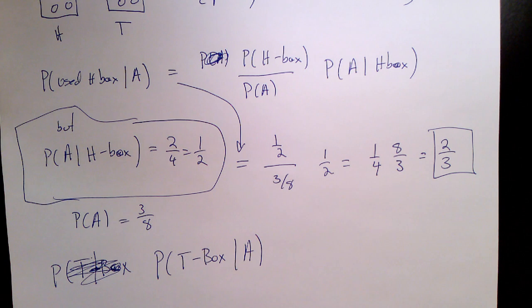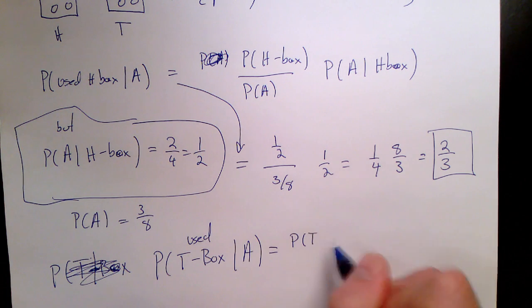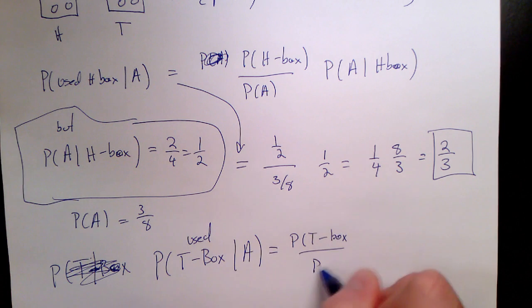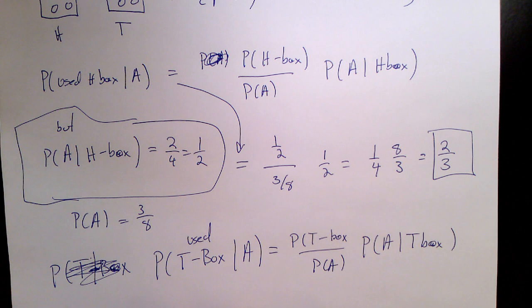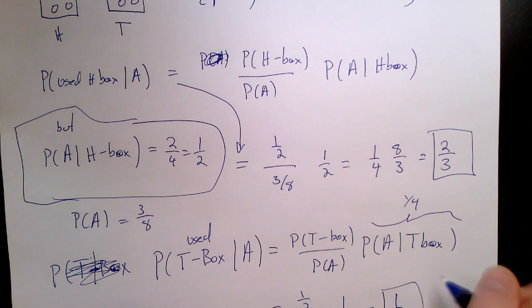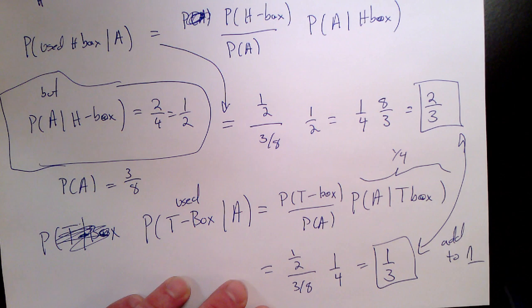So let's slide the paper up a little. The probability of using the tail box given that I see a black ball is, again using Bayes' formula, an exactly analogous formula, so let's write that down. And now let's fill in what the answer is. We know the probability of picking the tail box is 1/2. The probability of picking a black ball using the tail box is 1/4. And then the probability of picking a black ball is again 3/8, and we get 1/3.